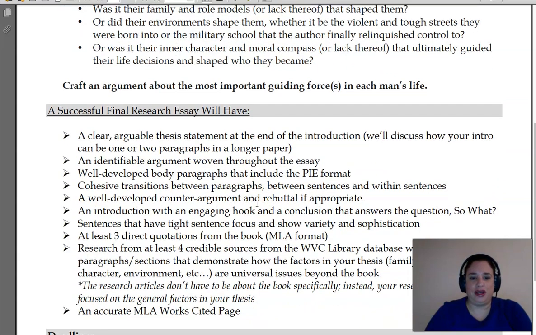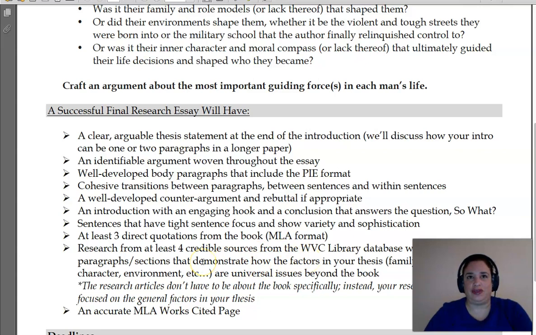That's your argument. You still want to have high paragraphs, and we're going to talk about how that's going to shift a little bit as far as the layout, but you still have high paragraphs, you still want to have transitions. We're going to talk about a counter argument, a hook in the intro, and a conclusion with the so what. You want to have clear sentences. You want to have at least 3 quotations from the book. And then what's different is you want to have at least 4 resources or research from the West Valley Library.